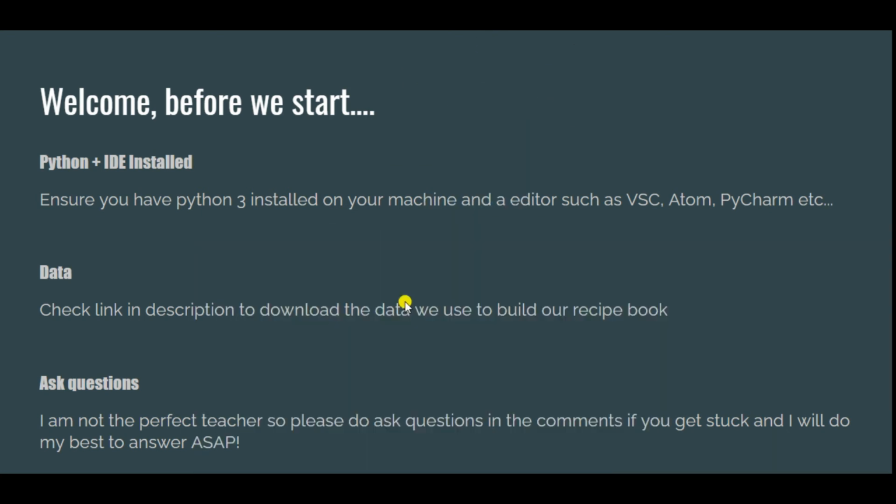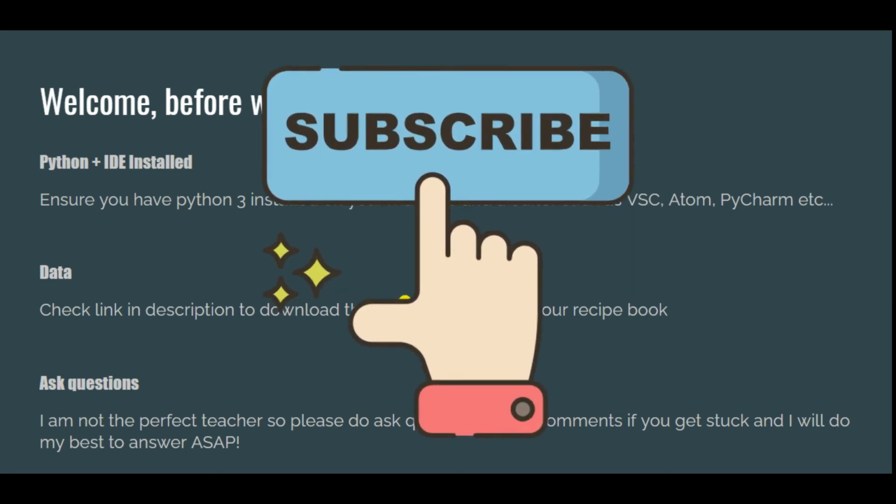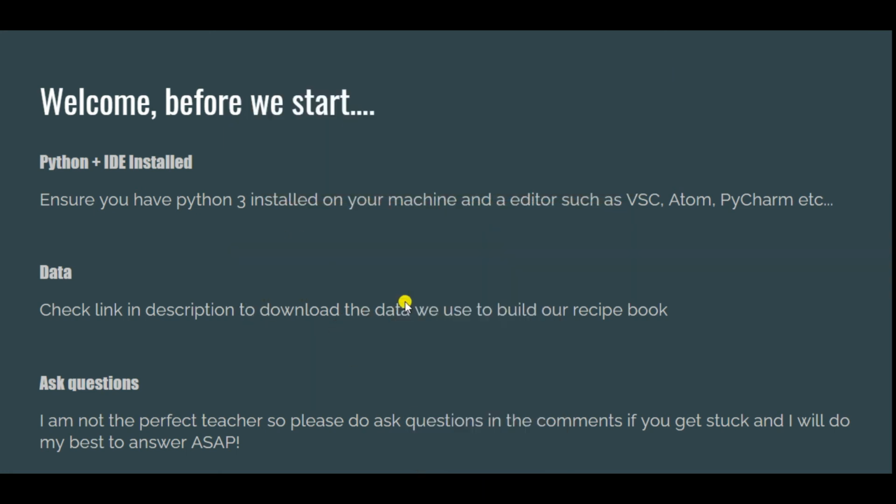Before we start, I will ask for you to have Python 3 installed on your machine and an editor such as Visual Studio Code, Atom or PyCharm. I will assume that you've already done some learning about Python, and that's why you're at the stage now where you want to start doing a few projects. So if you do have problems with this, let me know.